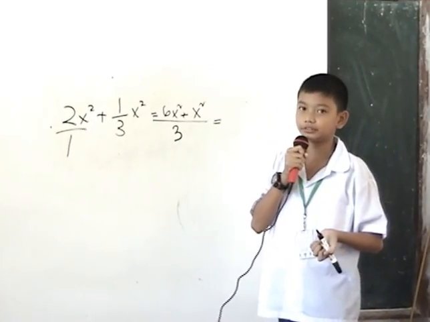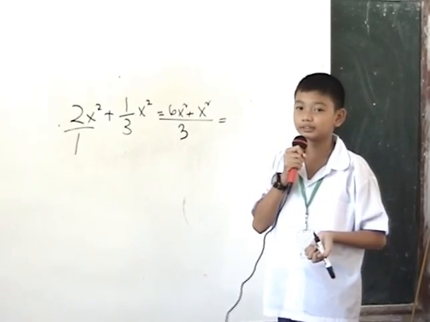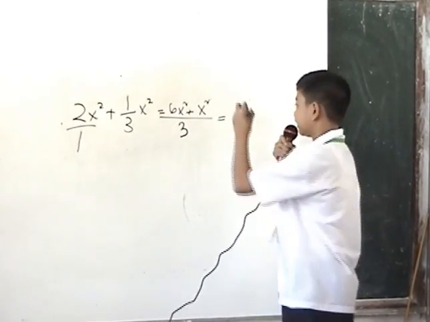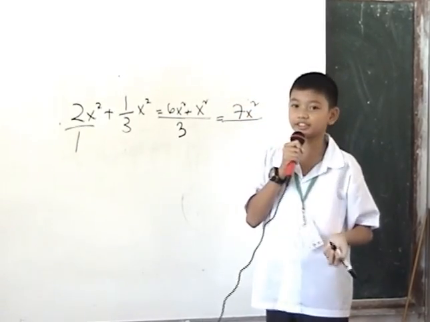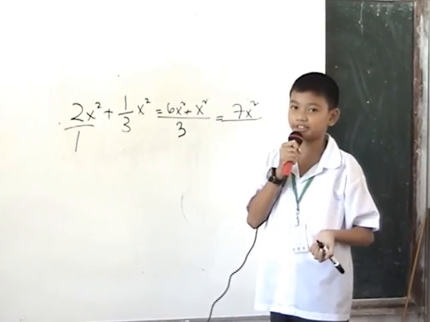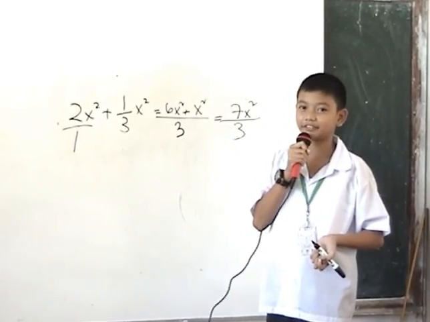Now, we proceed to addition. 6x squared plus x squared equals 7x squared. We just copy the denominator, which is 3. So the answer is 7x squared over 3.